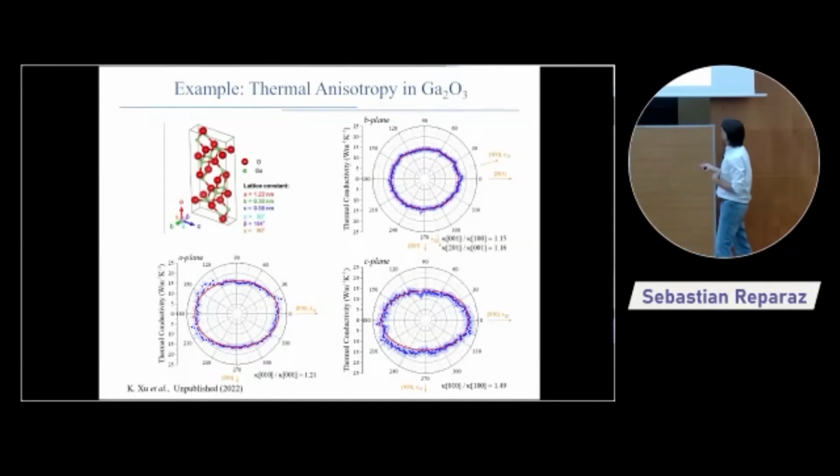Here you see an example for a material that from the anisotropy point of view is not so nice, it's actually not symmetric, let me put it that way. This is gallium oxide, it has a monoclinic structure, which means that you don't have 90 degrees between all the angles. In this particular case, between the A and C axis, if I recall correctly, you have 104 degrees instead of 90, and this complicates the analysis of the tensors a little.